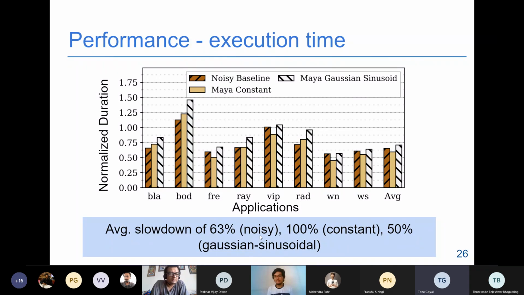Others, any questions? Okay, so if there are no questions, we can move on to the next presentation. It was a good one.